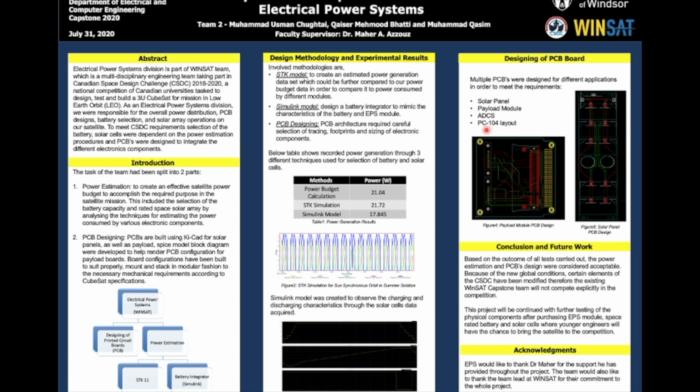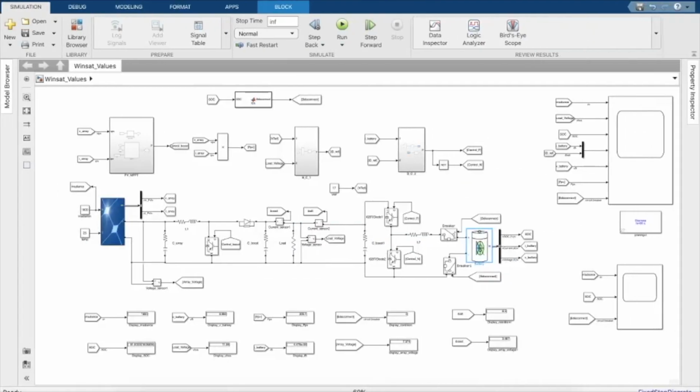And next up, for power estimation, there were two major parts that were done. One of them was checking the power generation through STK11 simulation, and the other one was creating a battery integrator in Simulink to mimic the battery and our EPS module to check the charging and discharging condition under nominal conditions. So let's go over our Simulink model first. So this is what our Simulink model looks like.